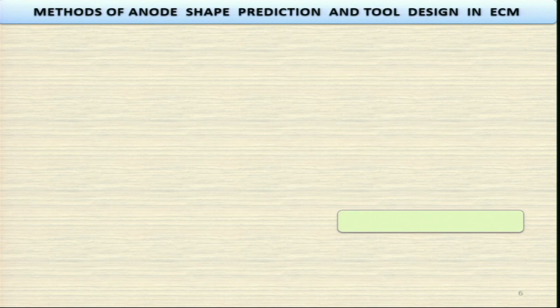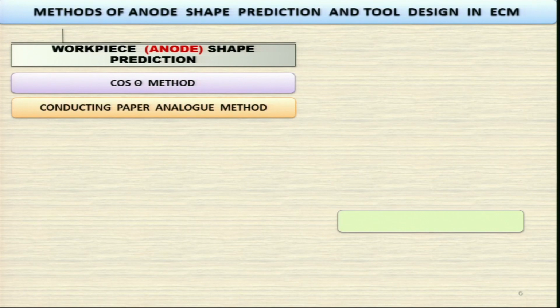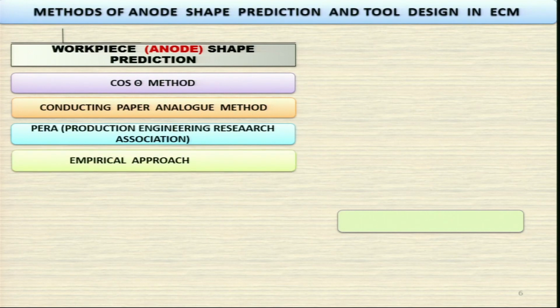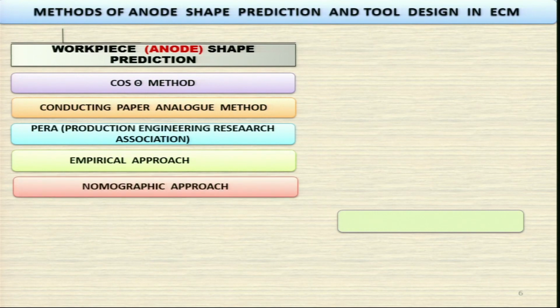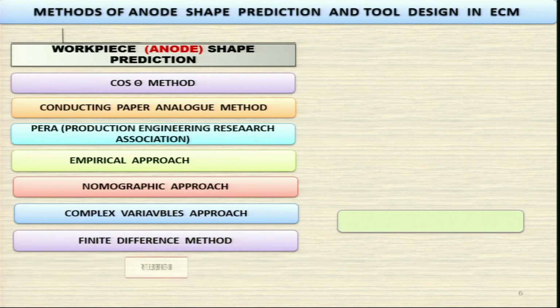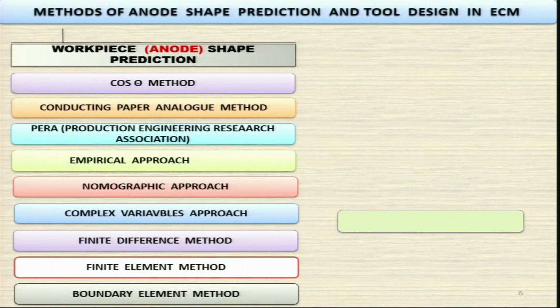Methods of anode shape prediction and tool design in ECM: cos theta method, conducting paper analog method, a very old method. The Production Engineering Research Association proposed a method: empirical approach, nomographic approach, complex variables approach, finite difference method, finite element method. Now, these are the different methods which are applicable for ECM and, with certain minor modifications, they are also applicable for electrochemical micromachining, that is why I am discussing them here. And finally, boundary element method. There are other methods also; all of them cannot be discussed here in a short period, but some of them I will discuss in detail in the following lecture.